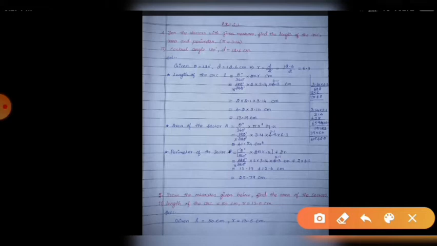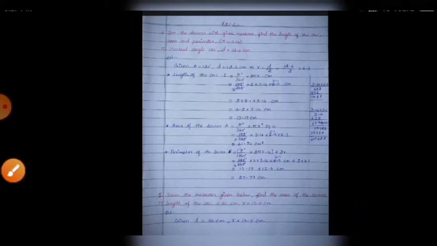Length of arc L. Here, ask first one, length of the arc. Length of the arc L is equal to theta by 360 degree into 2 pi r centimeter. This is the formula. L is equal to theta by 360 degree into 2 pi r units. Here theta is given 120 degree divided by 360 degree into 2 into pi, whose value is given already in the hint, that is 3.14 into r, which is 6.3 centimeter.